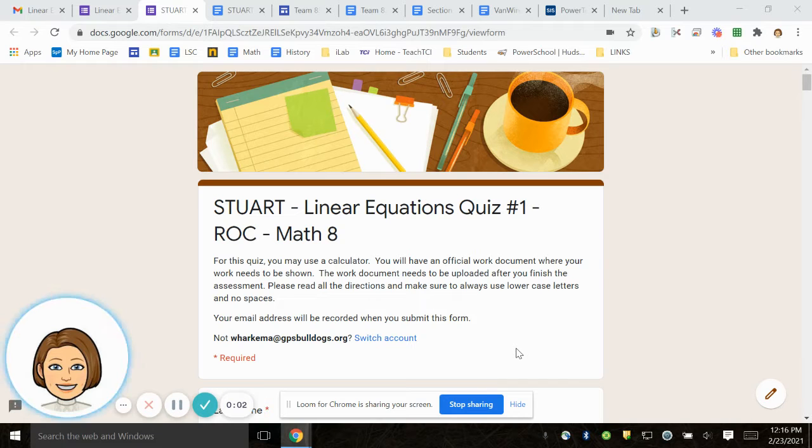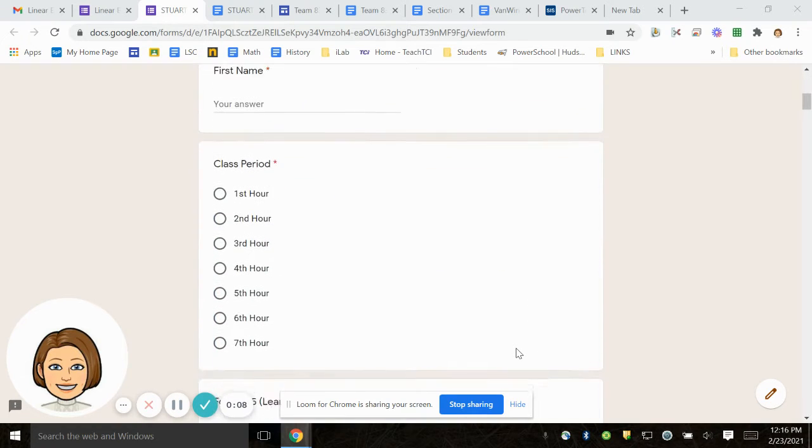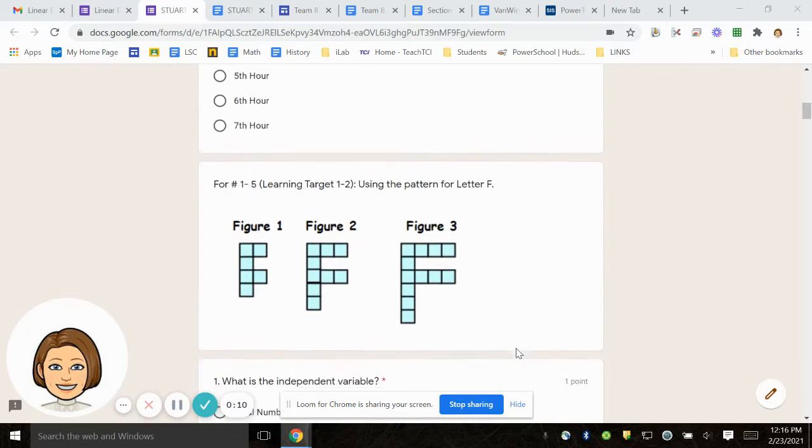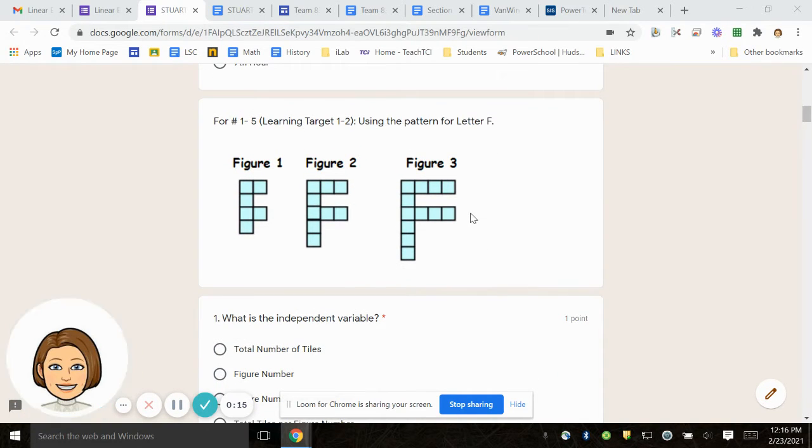This is the Math 8 Rate of Change quiz number 1. For numbers 1 through 5, use the pattern for letter F. Now, remember, before you get started, on your homework and every other assignment that we've had, the figure 1, figure 2, figure 3 is usually written below the F. Okay, it's usually written below the picture.